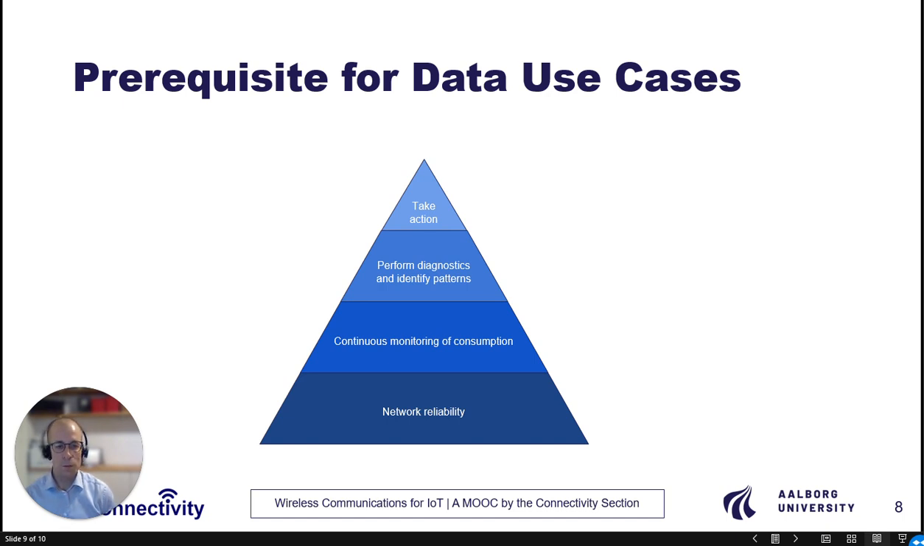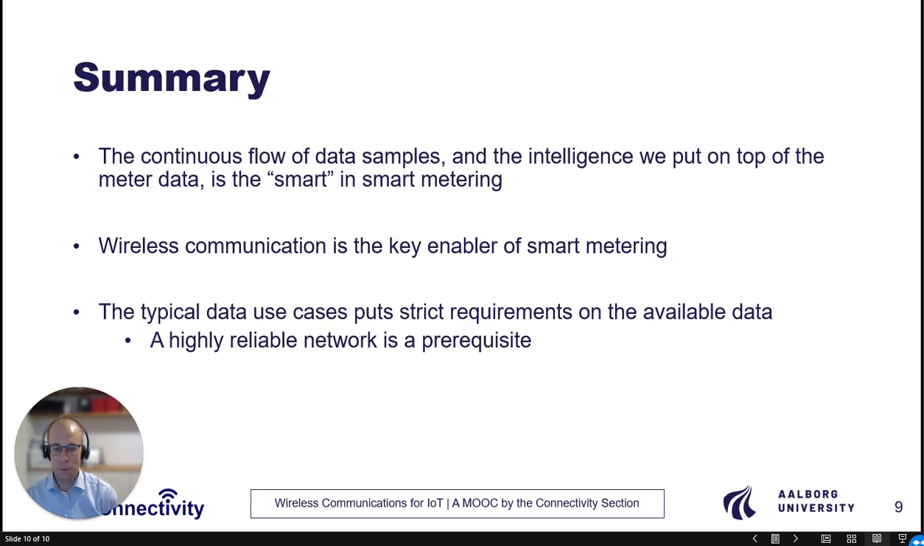And I'll give a quick overview of the fundamentals of wireless communication in another video. But just to sum up what we've been through today, the continuous flow of data samples and the intelligence that we put on top of the metadata is actually the smart in smart metering. And the wireless communication that we use for continuously collecting these data samples becomes a key enabler for smart metering.